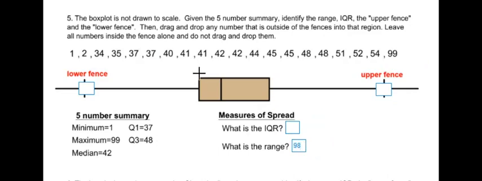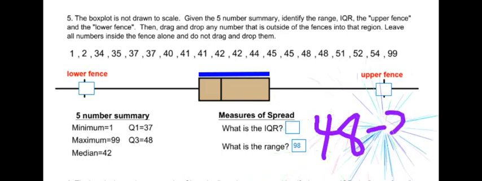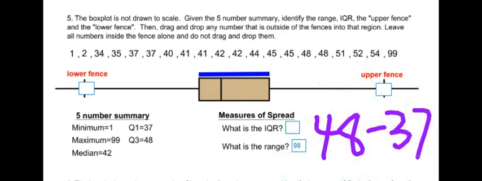But many times, the interquartile range, or IQR, is a more useful tool. It is this distance from the lower quartile 37 to the upper quartile 48. 48 minus 37 is 11, so the IQR is 11.